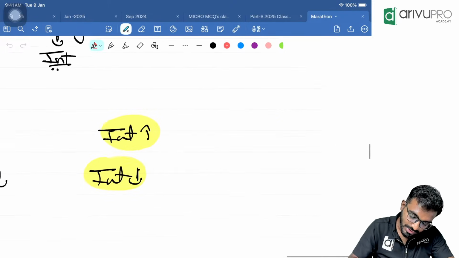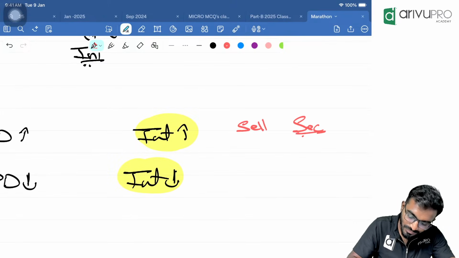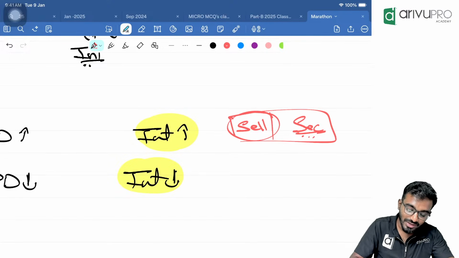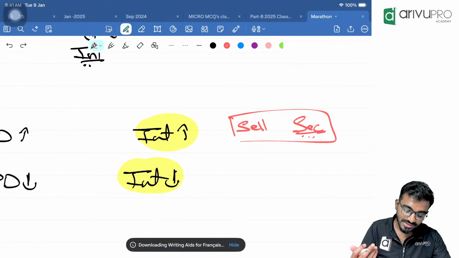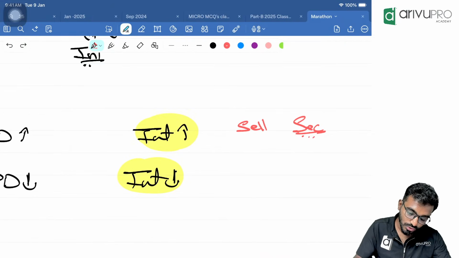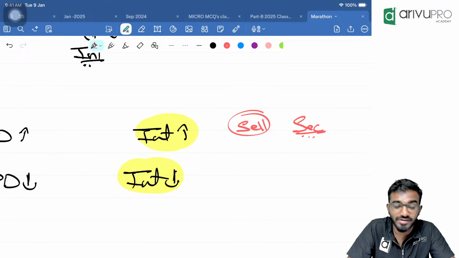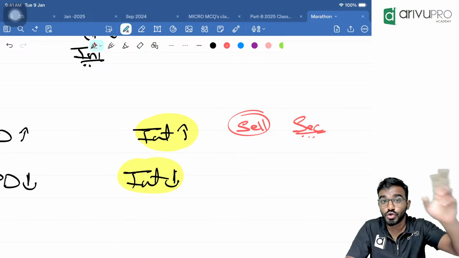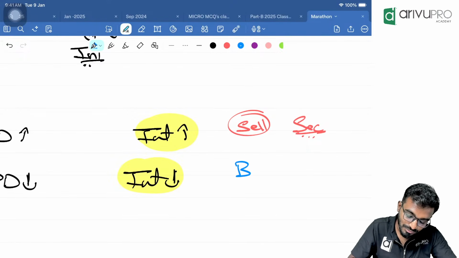I will write here: sell securities to absorb excess liquidity. Whatever excess money was in the hands of the public, to absorb that excess liquidity, RBI is going to sell securities. When the economy is not performing well and people don't have money, whatever you sold during good times, RBI will now come and buy back.